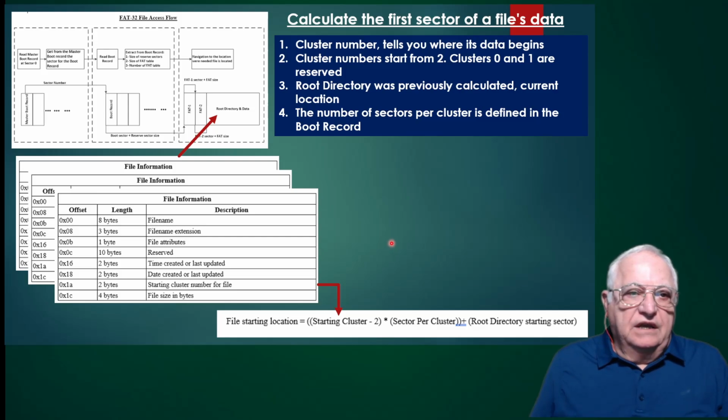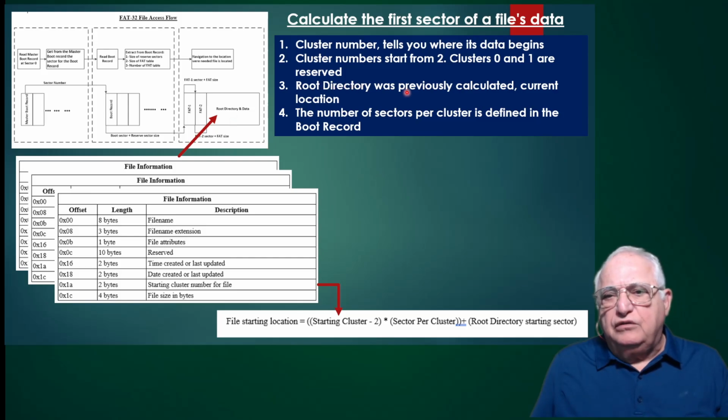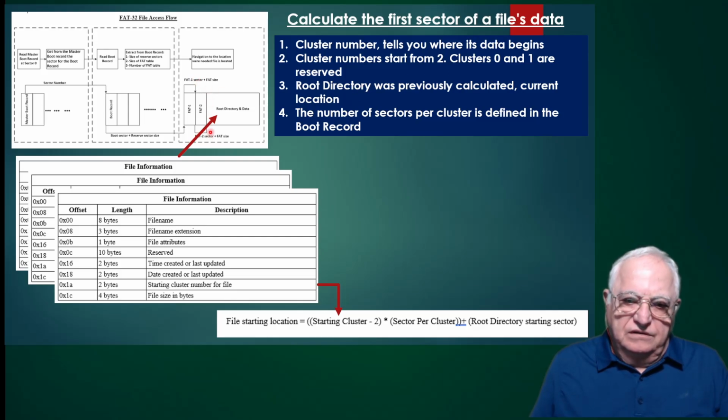Now, what we're going to do is start here, and then figure out what the cluster number is and how big each cluster is, and that's going to get us to our data. Now, the root directory was previously calculated, which is our current location. So we know this. Next, the number of sectors per cluster is defined in the root record, which we already did. So we have that information. So let's see how we get our file.